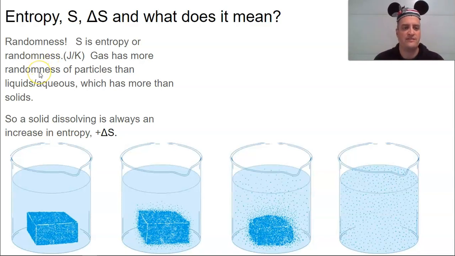Gas has more randomness than liquids and aqueous, which has more than solids. And when we keep this in mind, we're thinking of one substance. You could have something that's liquid that has less randomness than a solid, depending upon what that solid is. So we're thinking about this as one substance. So a solid dissolving is always an increase in entropy, going from a decreased randomness to an increase in randomness, positive delta S.